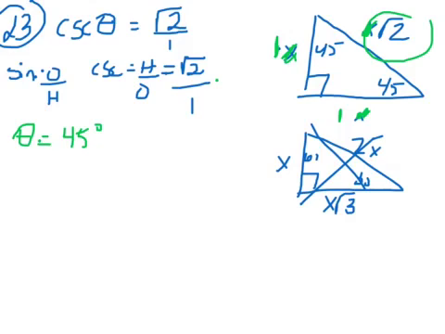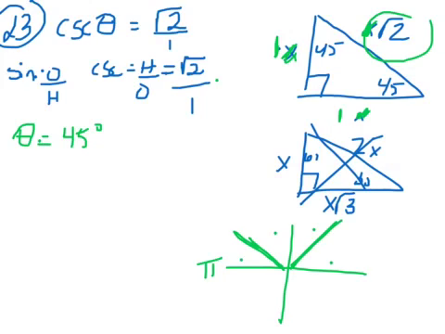Now, if we're trying to figure out what that would be in radians, here's how I think of it. Here's pi. If you think about pi, there are four 45 degrees in pi, right? So if I took 180 divided by 4, I'd get 45. If I took pi divided by 4, I would get pi over 4. So that's pi over 4.